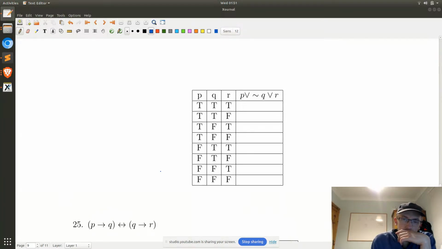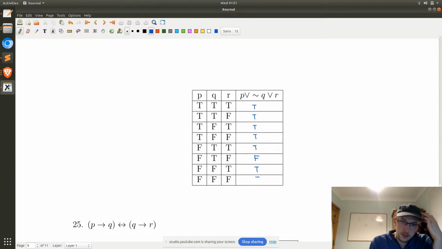Okay. Now, a disjunction is only false when all of them are false, and so that would be this row here. However, notice that we have not Q right there. So we're looking for FTF. So that there is the falsehood there. Okay, so there.